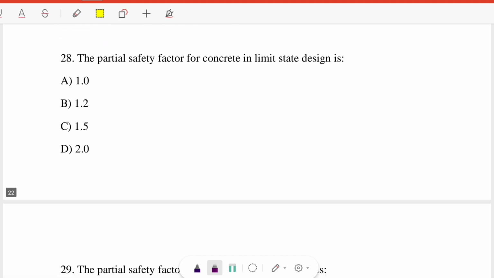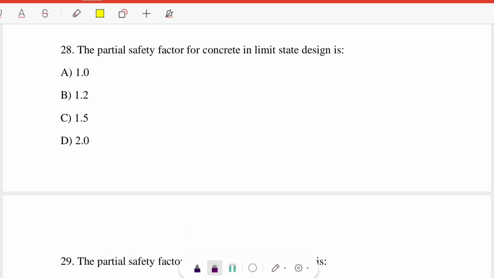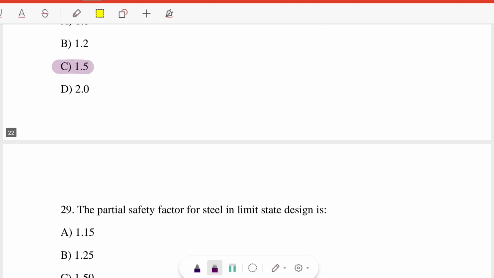Next question, the partial safety factor for the concrete in limit state design is option A 1, option B 1.2, option C 1.5, option D 2. The correct answer is option C 1.5. So actually we are taking this factor of safety as 1.5 for the beam, slab and column, and for footing we can take it as 3 as the factor of safety.